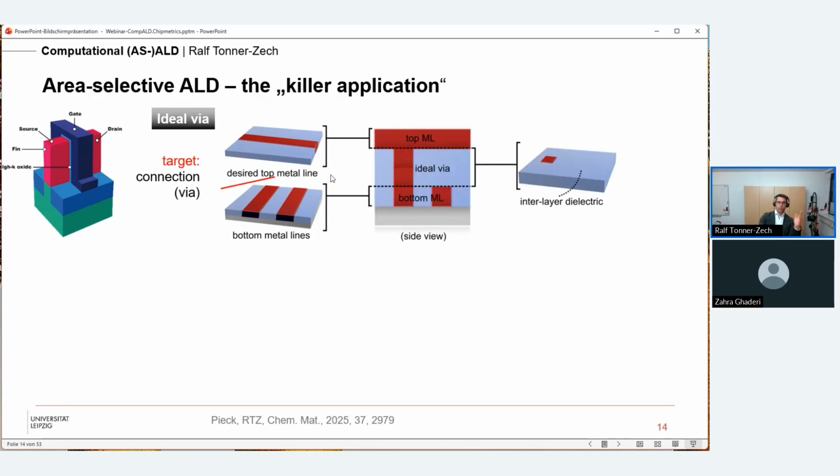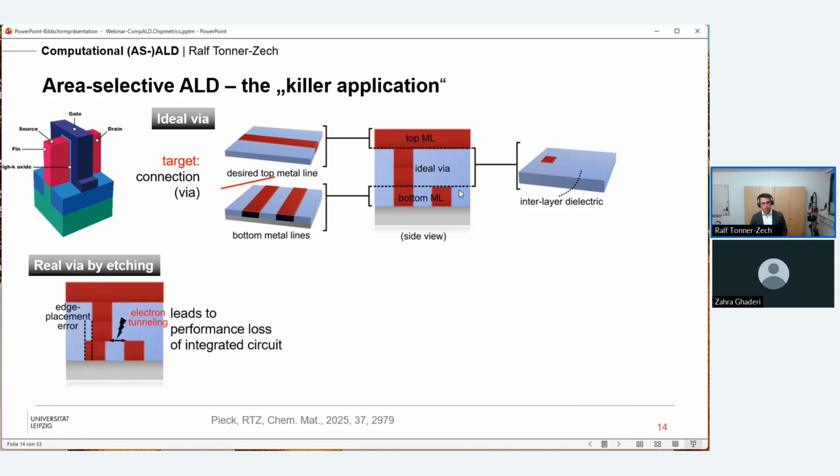And what you want to have, if you sort of turn this around, is you have your bottom metal lines, the top metal lines, and you want to have this connection being straight and ideal between the two metal lines. And this is usually embedded in some sort of dielectric material. And what happens while you're etching very often is that you get the so-called edge placement error. So if you try to etch very, very small structures, you might make very small mistakes in the etching. And these small mistakes lead to this non-ideal via, where the via is somehow a bit misplaced. And the main problem here is that you get side effects. For example, you get electron tunneling because suddenly the via is too close to the next metal line. This gives sort of problems in your device performance in the end.